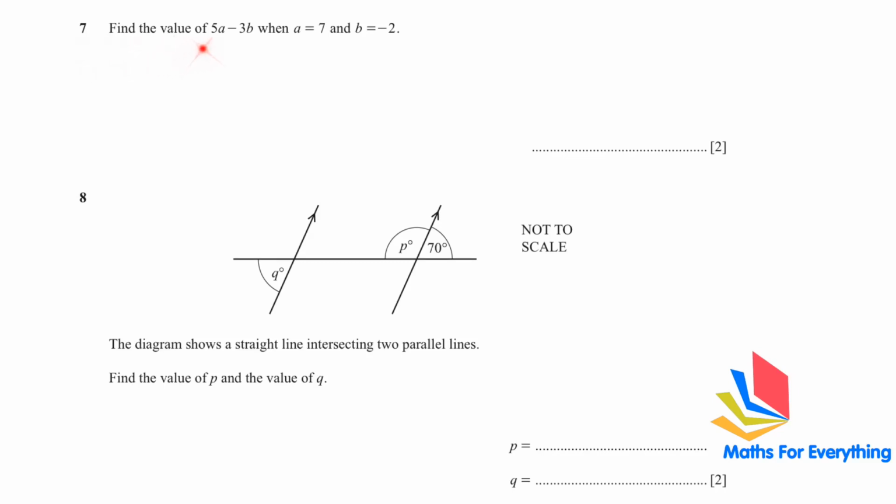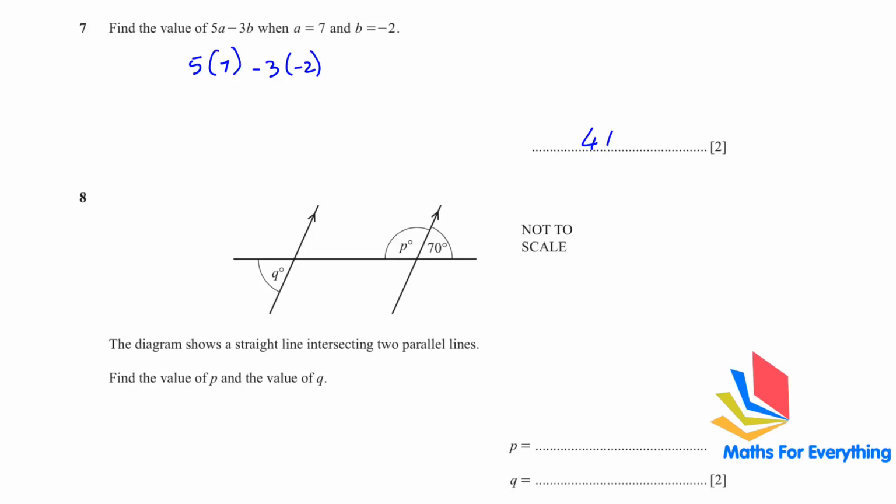Question number 7. Find the value of 5a minus 3b when a is 7 and b is negative 2. A very easy 2-mark question. Just replace the a with 7 and b with negative 2. This will give us 41.